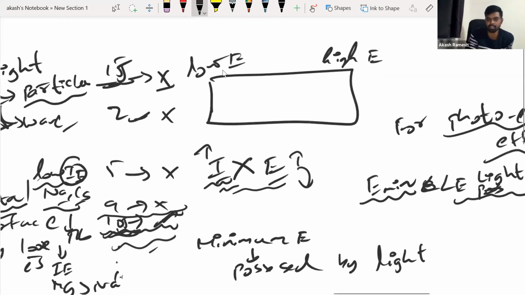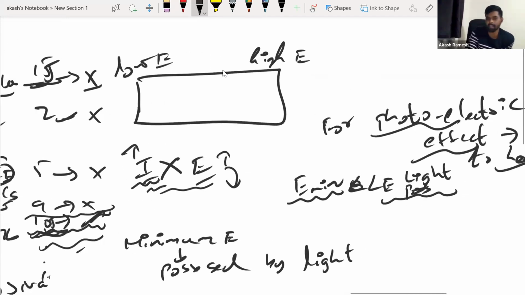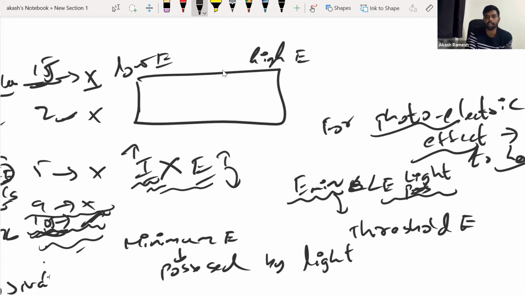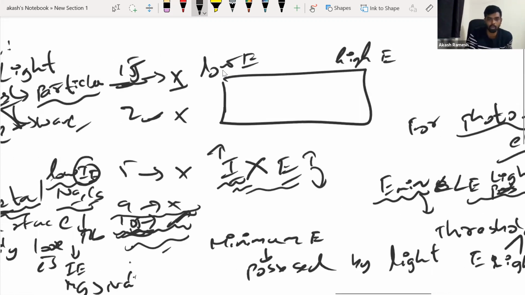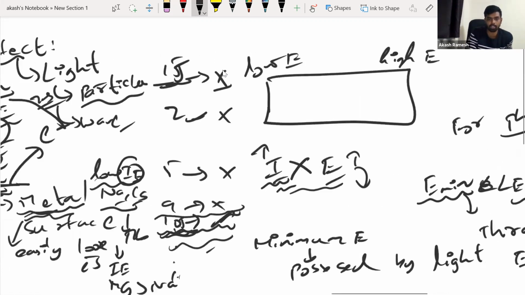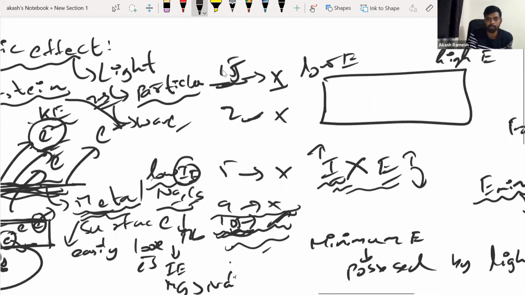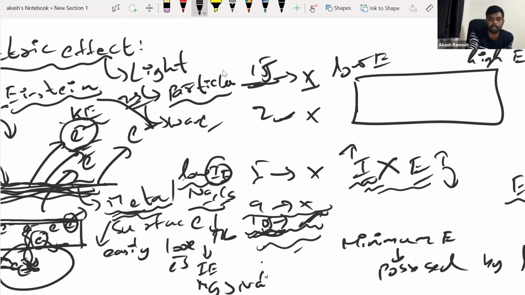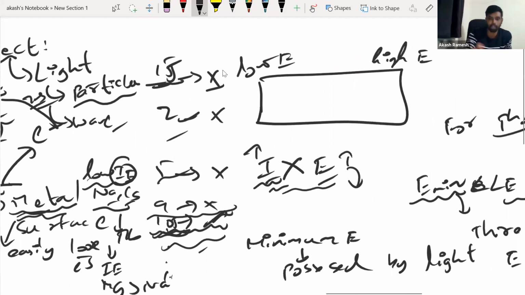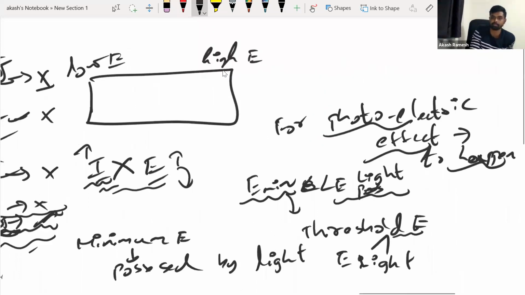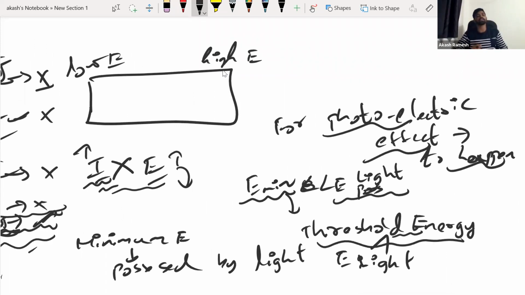Now instead of using this term minimum energy, we use a technical term which is called threshold energy. The energy of light which you are using should be greater than the threshold energy of that particular metal. Obviously it is different for different metals. If I use sodium, maybe it is 10 joules. If I use cesium, it might be say 5 joules. If I use rubidium, it may be say 2 joules. So write threshold energy, and I'm going to give you the definition. Take down the definition for threshold energy.